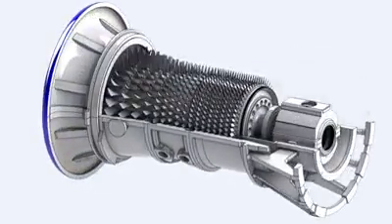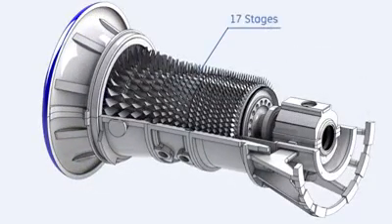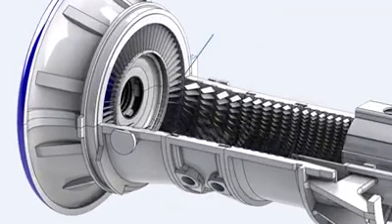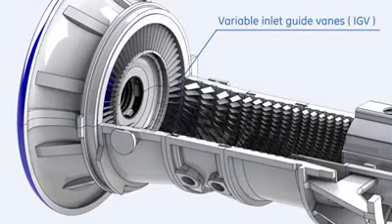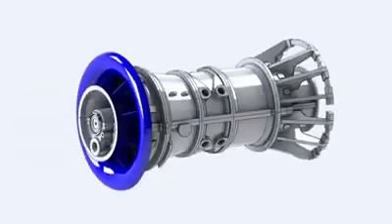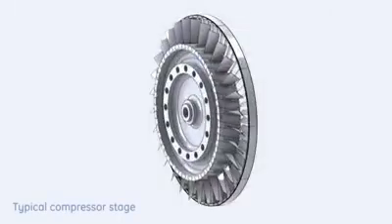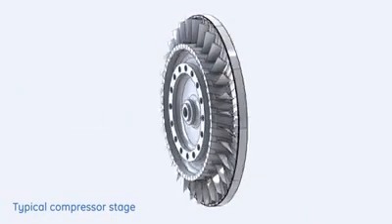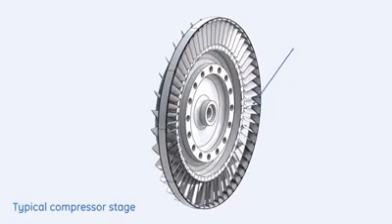The compressor is a 17 stages axial flow compressor with variable inlet guide vanes. Air is compressed to a pressure ratio of 12:1. Each stage consists of a set of rotating blades and set of stator stationary blades.